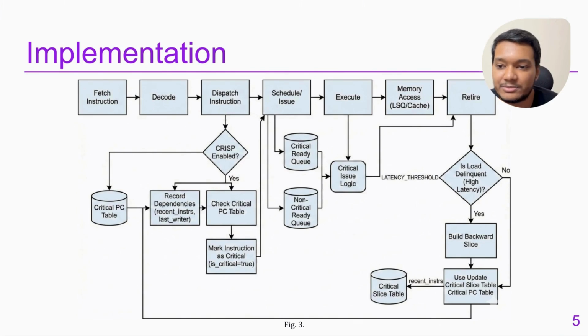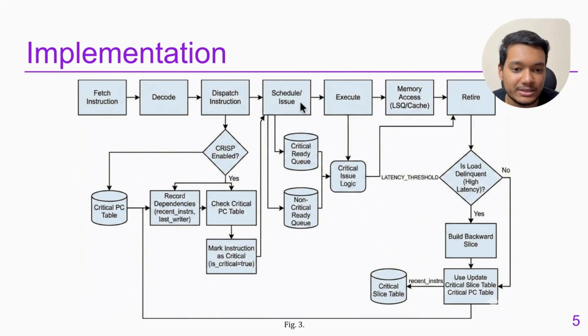When an instruction is dispatched, we check a new component called the critical PC table. If the program counter exists in this PC table, we immediately mark it as a critical instruction. And also at the same time we record the register dependencies in recent instructions so we can track who produced what.